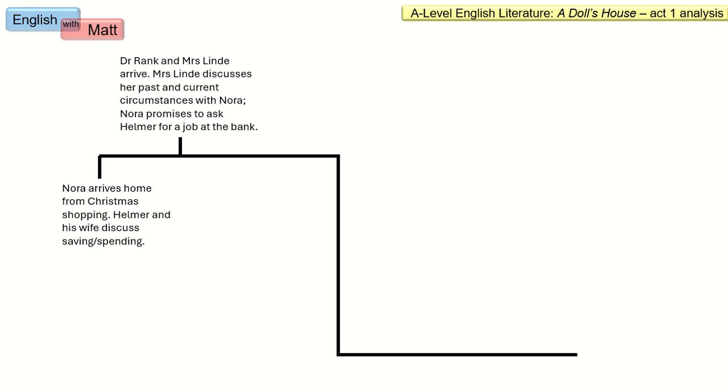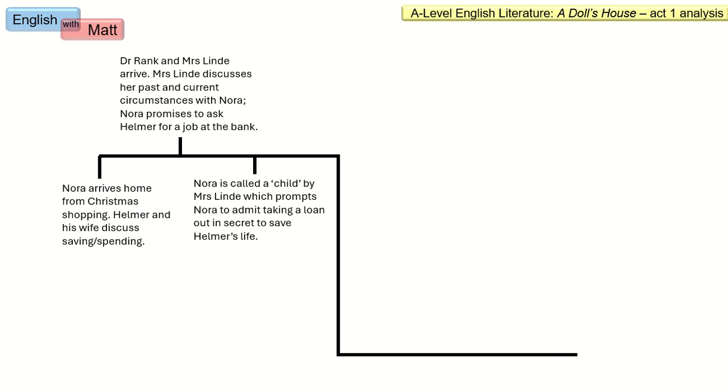the fact that last year they had to scrimp because Helmer was looking for a job, and now he has got a good job. They can have a Christmas which is a bit more luxurious, and it materializes that Mrs. Linde wants a job at Helmer's bank because she needs to earn some money, and as a widow, she can afford to do certain roles that married women maybe could not do. And Nora promises to ask Helmer for a job at the bank.